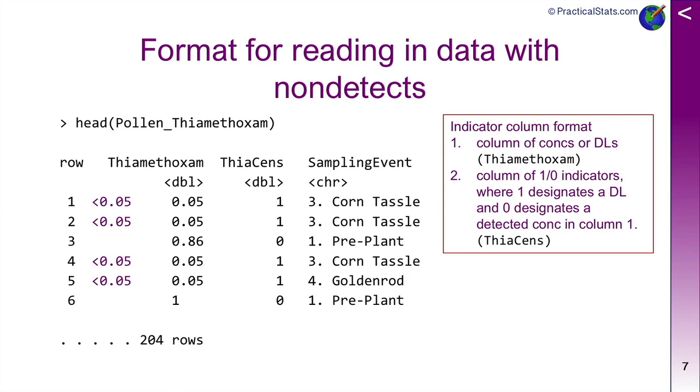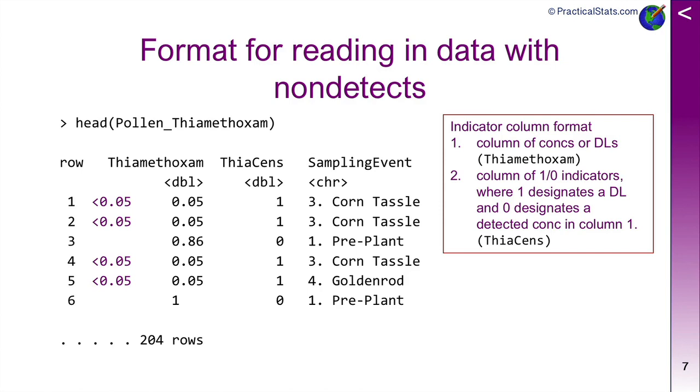So you read it in as less than 0.05, that's a text variable, and it would be that way in Excel in perhaps the original data form. It would see that as a character variable because of the less than sign. When you read it into any statistics package, it would read it in as a character variable, and we cannot do statistics on character variables. So how do you read in data with non-detects?